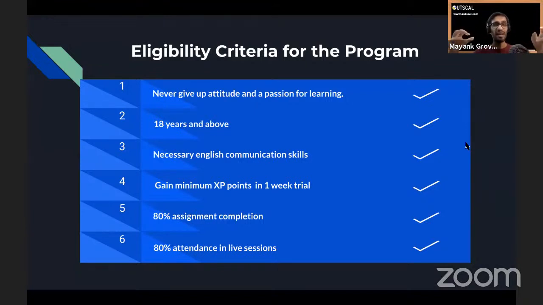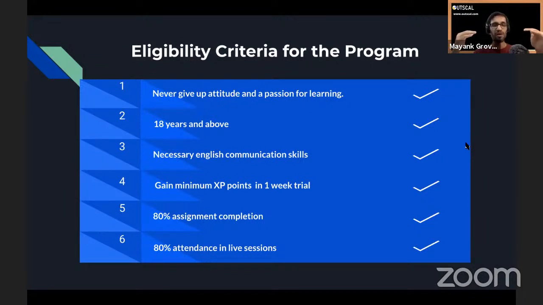As always, there's a criteria. During the trial, you will have to maintain 80% assignment completion rate and 80% attendance rate. Anything that falls below, you are in danger zone of not being selected, okay? So these are very stringent criteria. We'll be sharing you a doc today, which will have some more details around it.